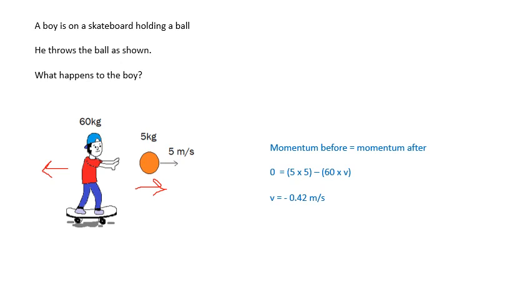Okay, so momentum before equals momentum after. So 0 equals 5 times 5, which is the ball, minus 60 times v, which is the boy. And if you work that out, you get v is minus 0.42 meters per second.